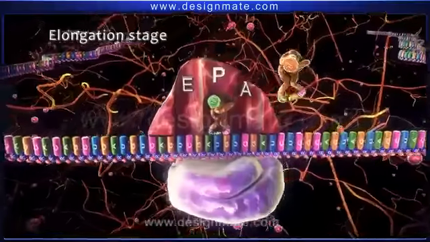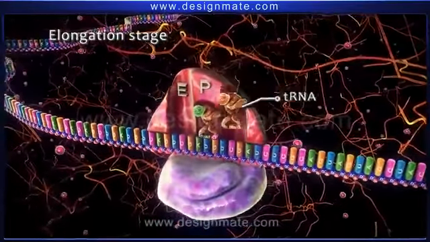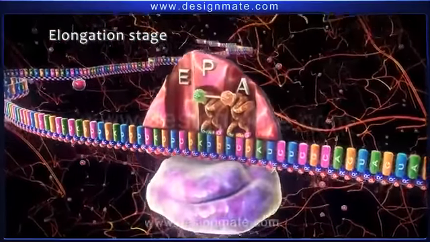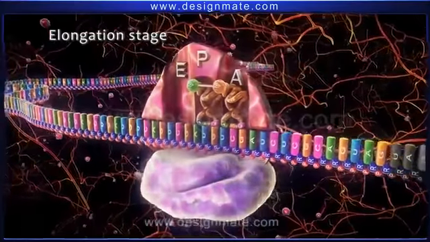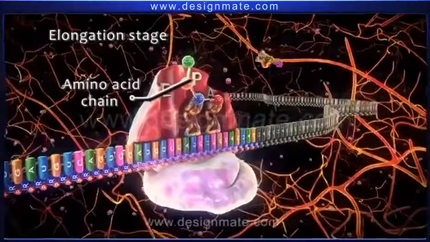In this stage, the incoming aminoacyl tRNA fits in the A site. Then a bond is formed between methionine and the amino acid molecule on the tRNA. The process is repeated until a chain of amino acid molecules is formed.